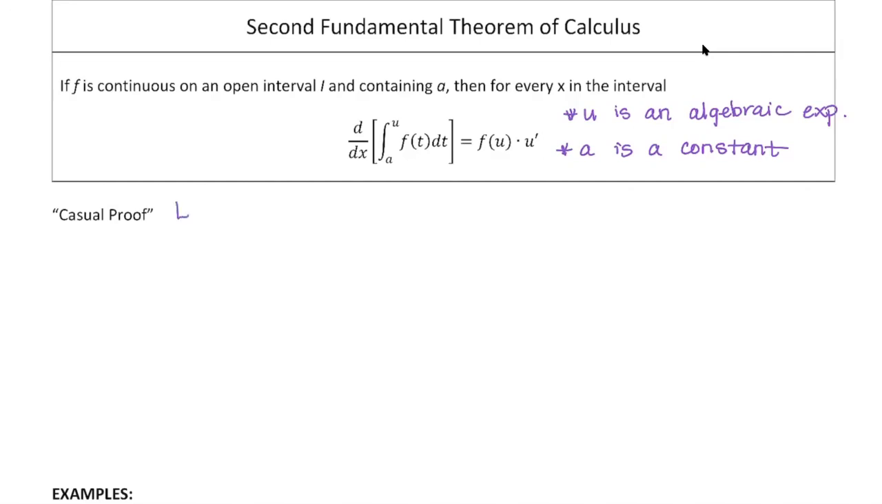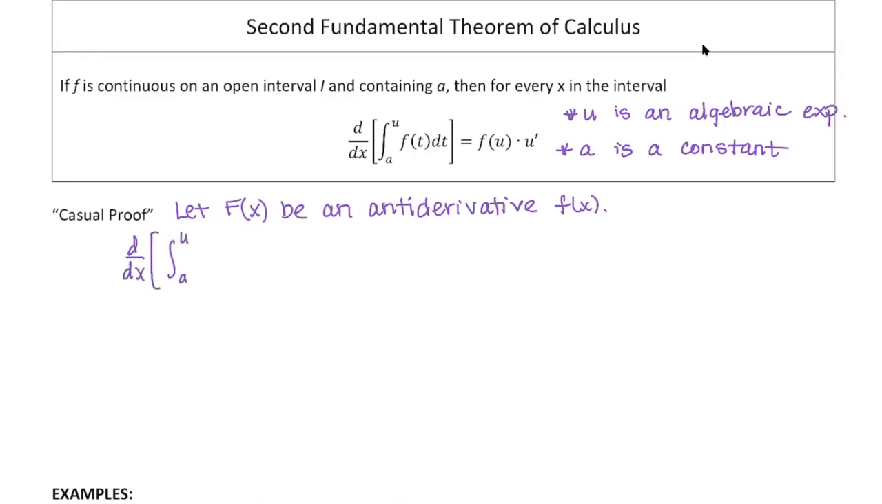So for this proof, let's let capital F of x be an antiderivative of f of x, little f of x. That's notation that we have seen before. Okay, so that was no problem. So what we want to say then when we look at this is, let's start with what we want. We want the derivative with respect to x of the integral from a to u of f of t dt.